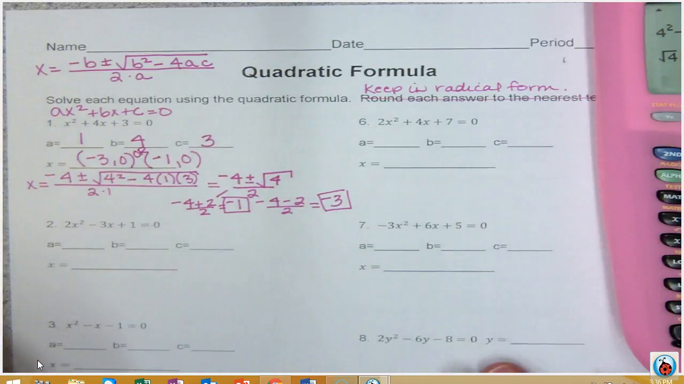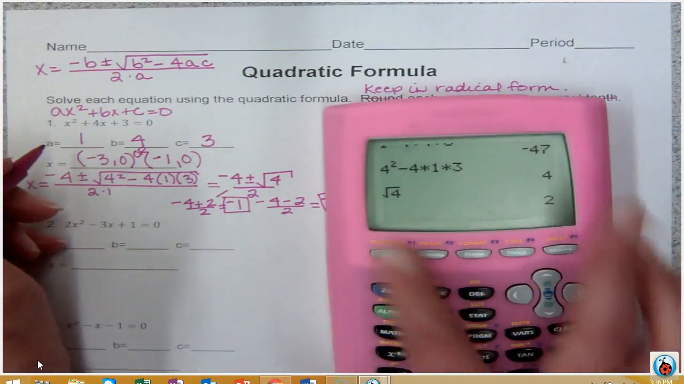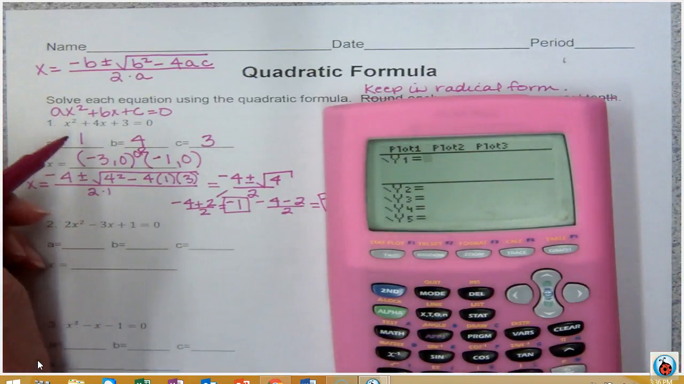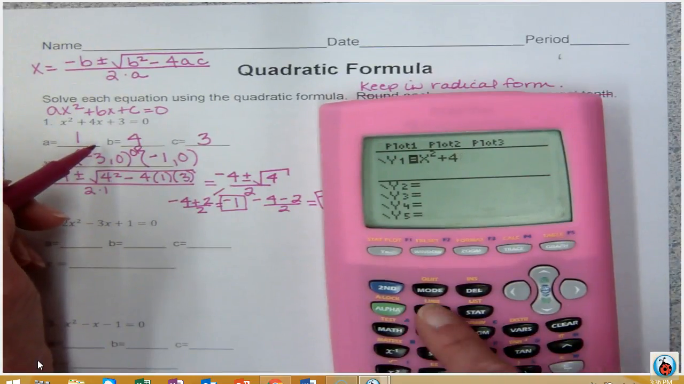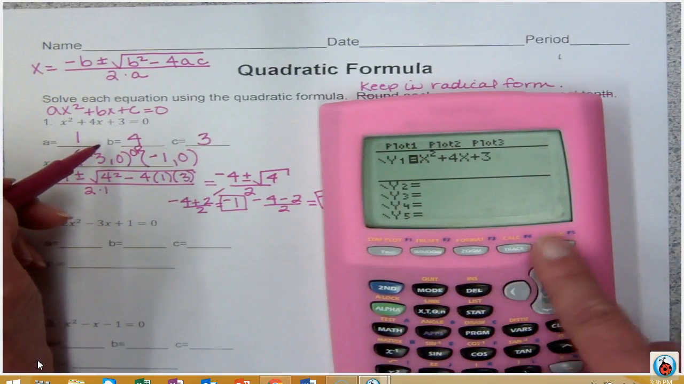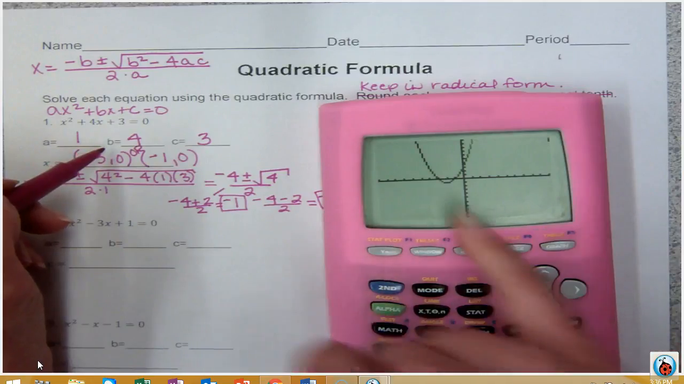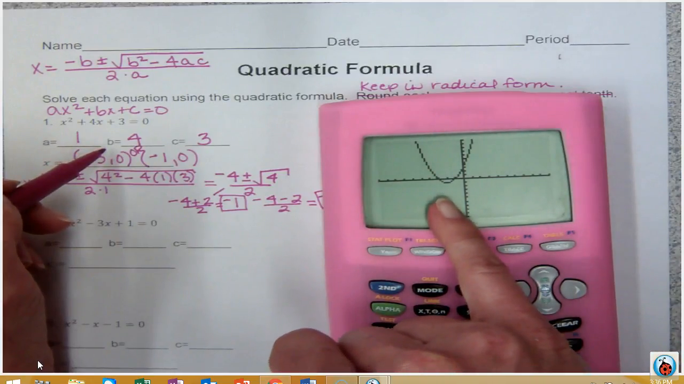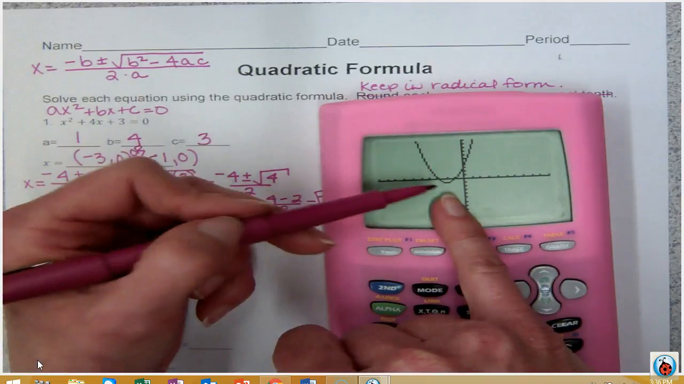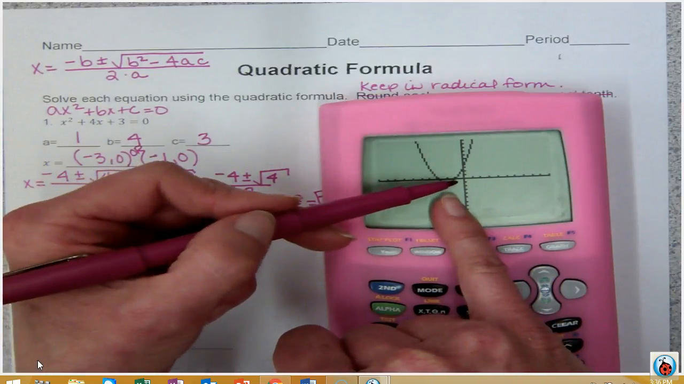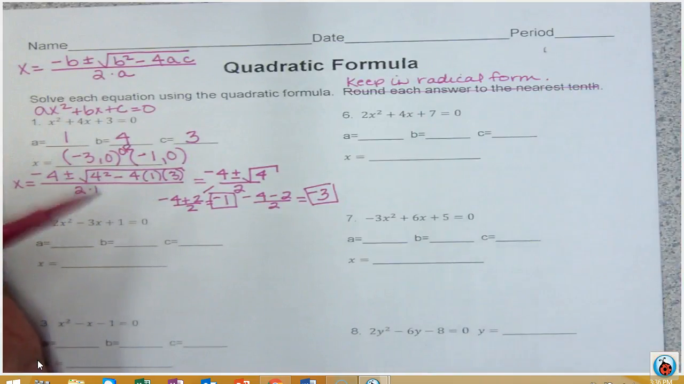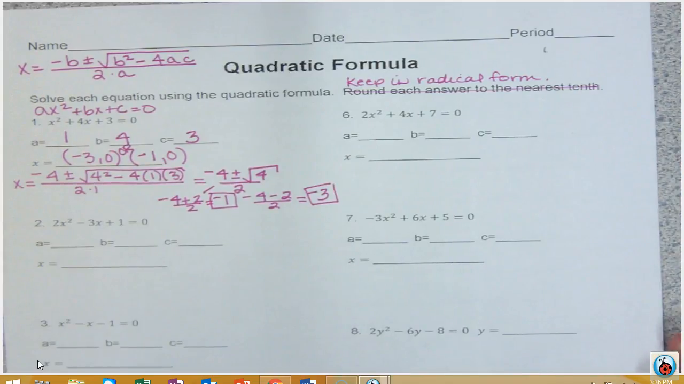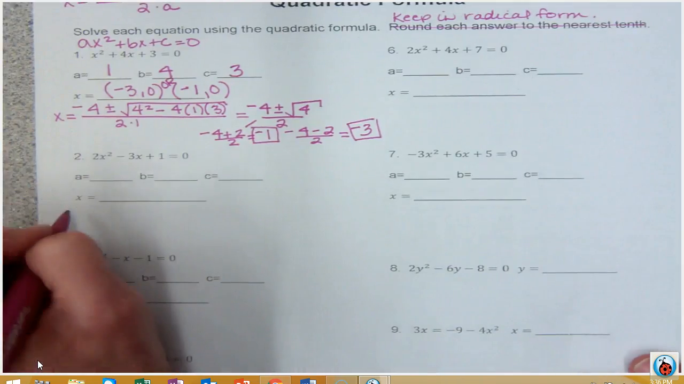Or, if you were to plug that formula into your y equals, you would see x squared plus 4x plus 3. Your x-intercepts are going to be at negative 3 and negative 1, just like you found. Alright, let's look at number 2.